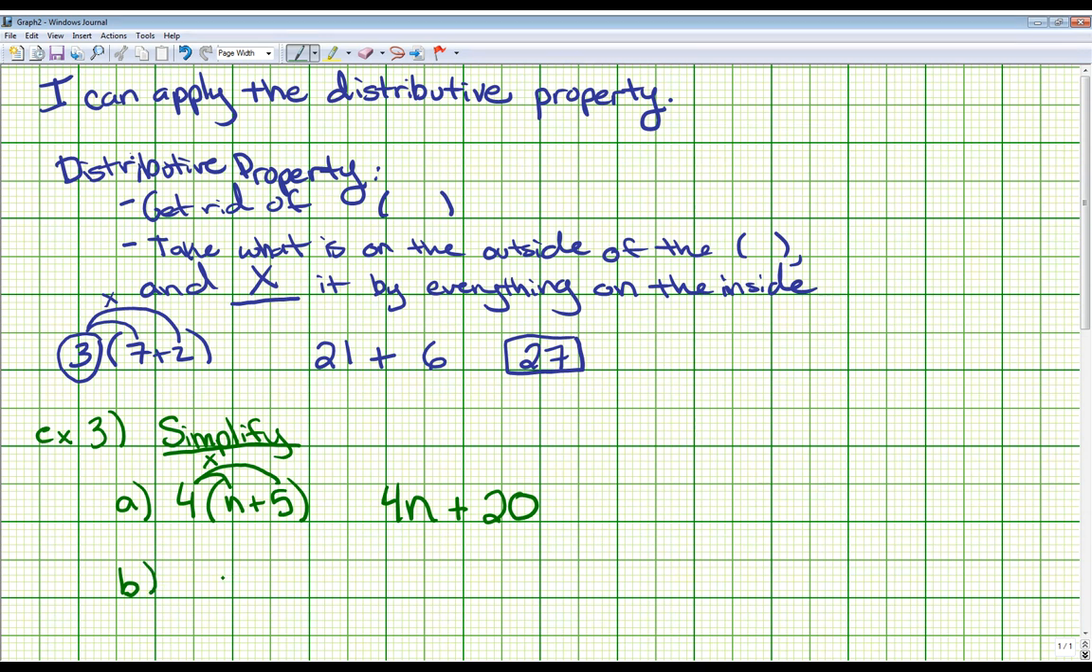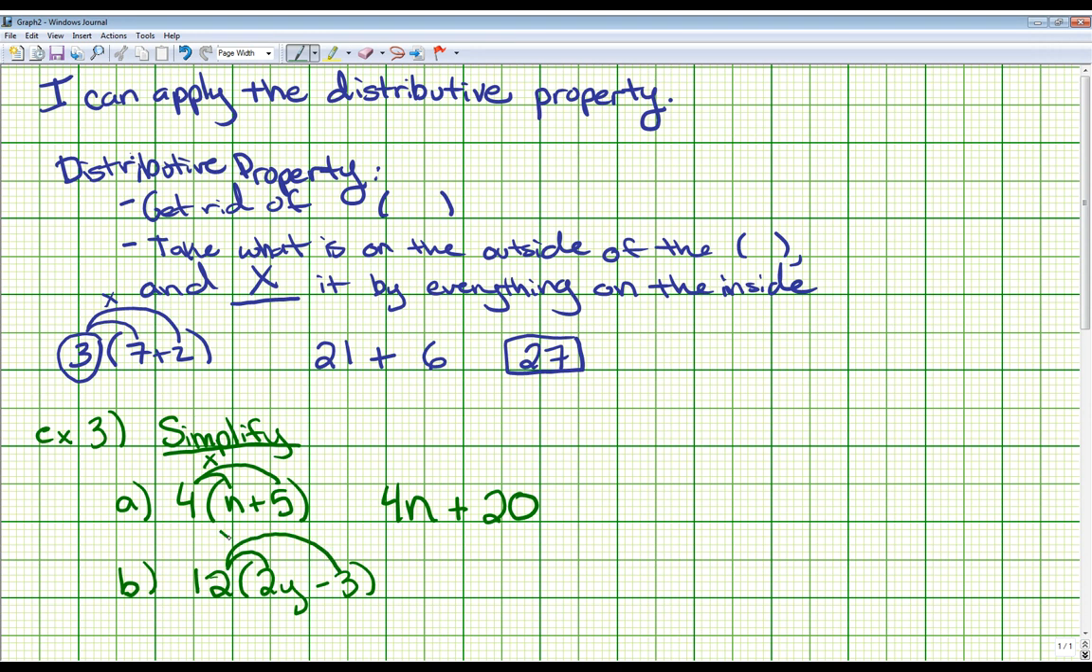If we go on to question B, we have 12 on the outside, parentheses, 2y minus 3 on the inside. We're going to use our multiplication rainbows again. 12 times 2y and 12 times 3.